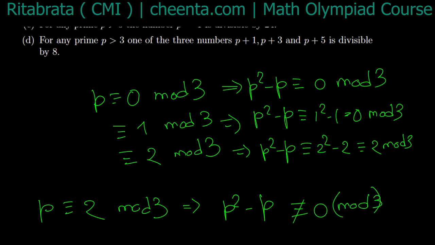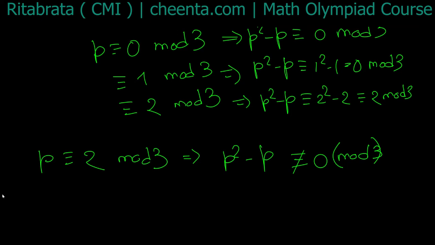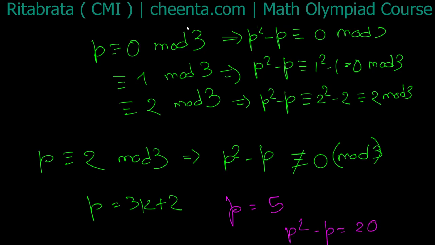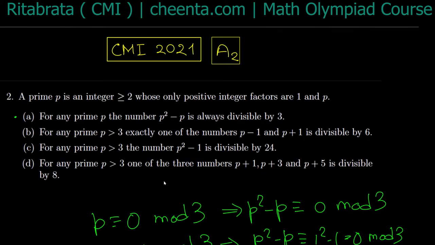If p is of the form 3k plus 2, then I have a problem for the first part. So let's take a prime of the form 3k plus 2, for example p equal to 5. In that case p square minus p is 5 square minus 5, that is 25 minus 5, 20, and it is not divisible by 3. It gives remainder 2. So the first part is false.